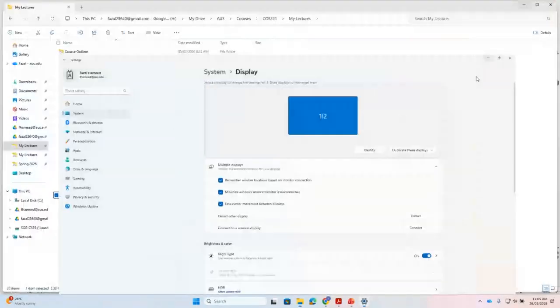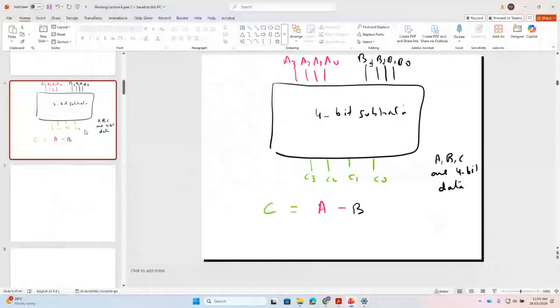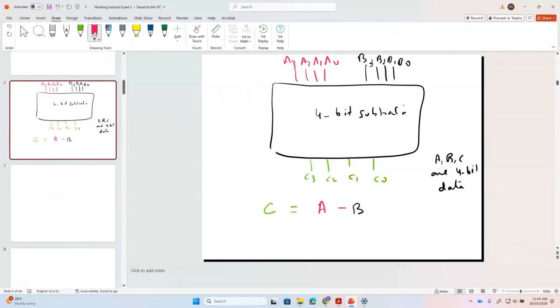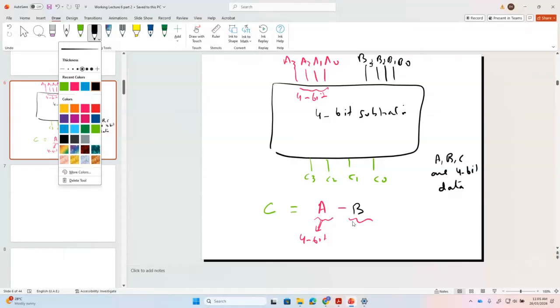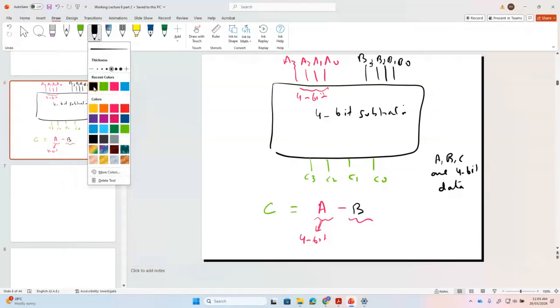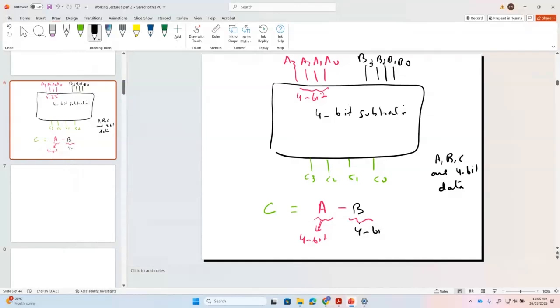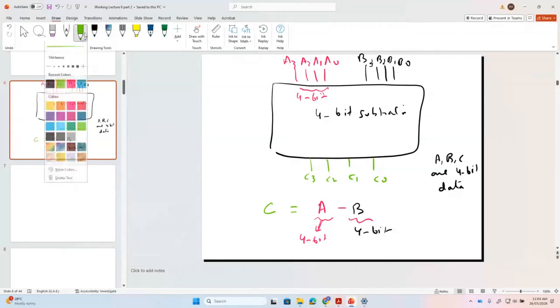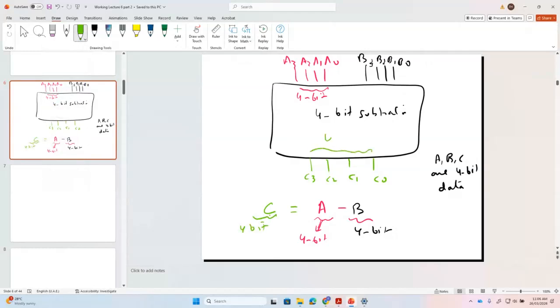What is the color of A? And what is the size of A? How many bits are there? A is a 4-bit signal. Then we have B, which is the black color, and this is also a 4-bit signal. Now we want to compute C. C is also a 4-bit signal, with bits C3, C2, C1, and C0.